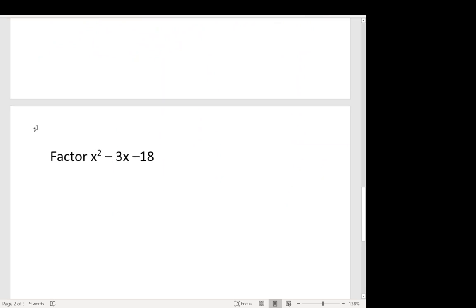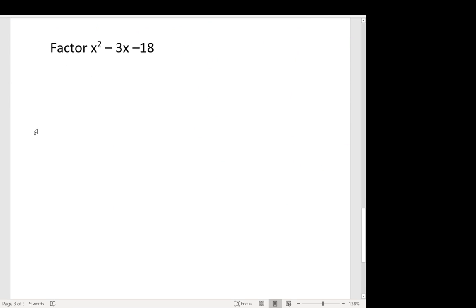Alright, look at one more. Again, you see minus 18 at the end. What does that tell you? That's your clue that when you have your two binomials, x and x will give you the x squared, but in order to get negative 18, one of those will have to be positive, one of those will have to be negative.